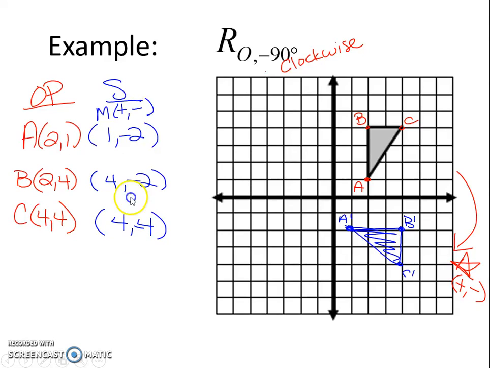So just put positive and negative. So this is going to be your A, B, C. You put those 3 points and connect and make a triangle. Go ahead and do this part, please.